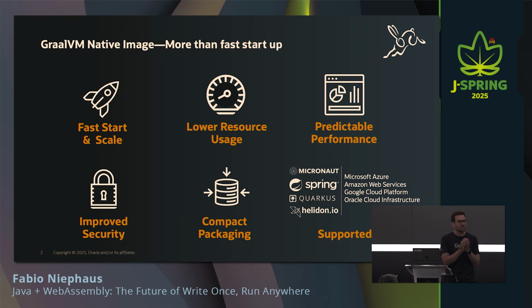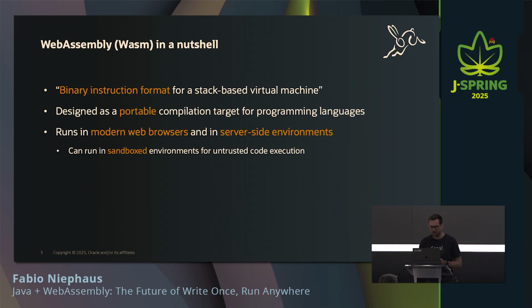And because everything is a single executable, it's easier to deploy this in a cloud. And of course, GraalVM is supported by the major microservice frameworks and by major cloud vendors. Okay, well, hopefully you already know a little bit about GraalVM Native Image. What you maybe do not know so much about is WebAssembly, short Wasm. So let me briefly introduce you to that too.